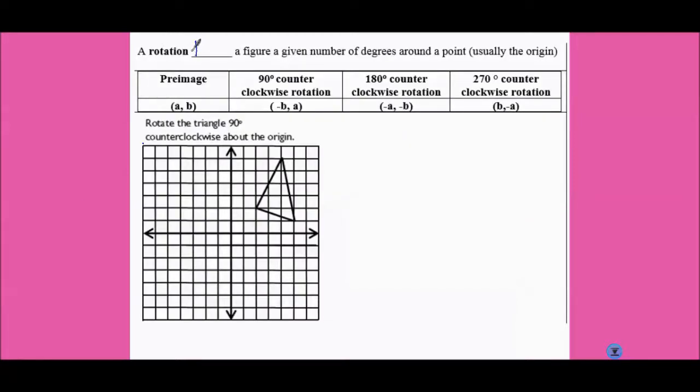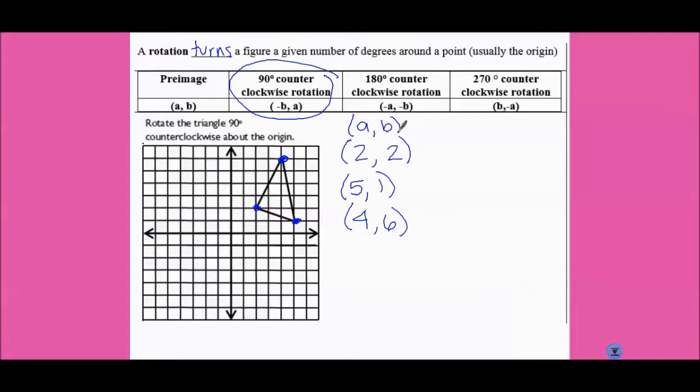So a rotation turns a figure a given number of degrees around a point, usually the origin. So here, it wants us to rotate the triangle 90 degrees counterclockwise. So we're going to follow this right here. I'm going to start by writing down the 3 vertices of the triangle. So we have 2, 2. We have 1, 5. And we have 4, 6. So that is our A and our B.